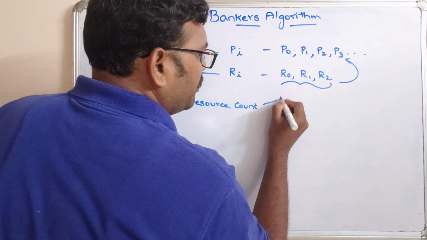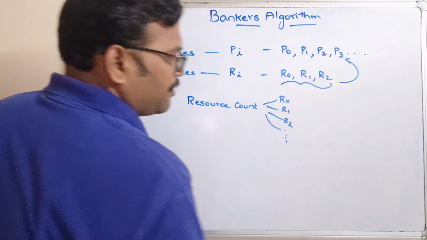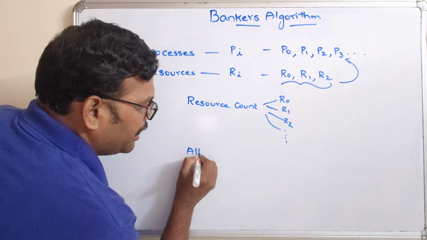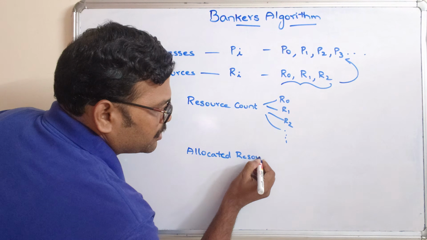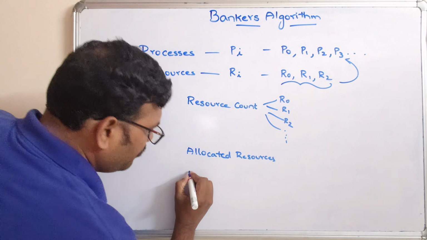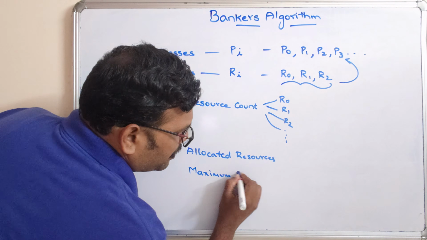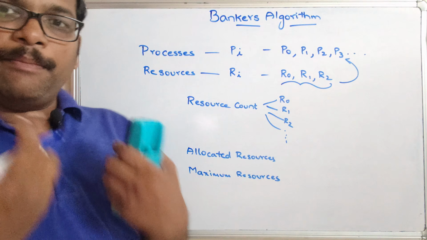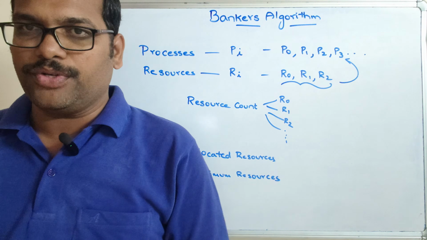and the resource count will be for R0, R1, R2 and so on, right? And similarly, allocated resources. So how many resources have been allocated to the processes, and maximum resources. So this maximum resources means the maximum number of resources that a process requires to complete its execution.